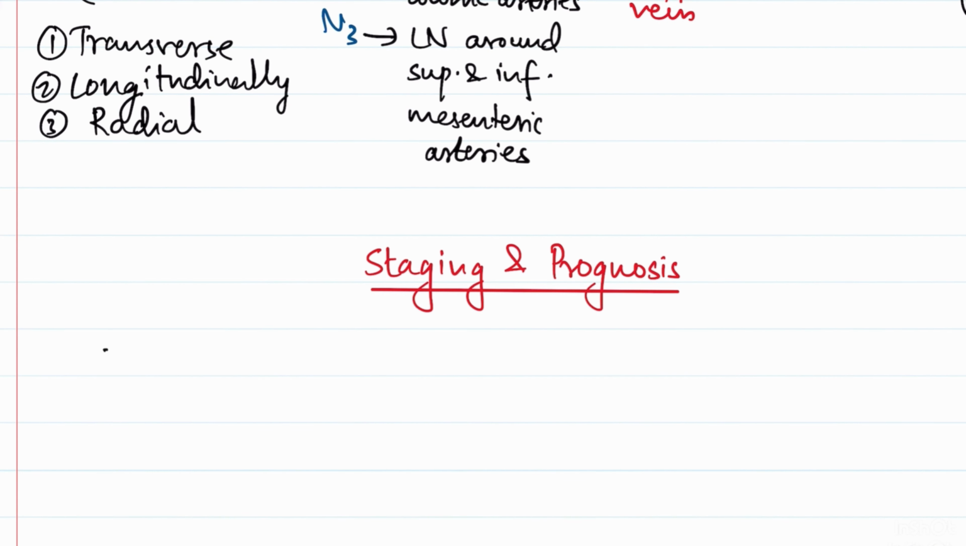Now the staging and prognosis. The staging is done by the TNM classification, and the prognosis is variable. Carcinoma of the colon is responsible for 10% of the deaths in the population of the United States. So I guess that's about the carcinoma of colon. It is an important essay topic because, as I said in the beginning, it is the most important carcinoma of the GI tract. So that's it for this video.